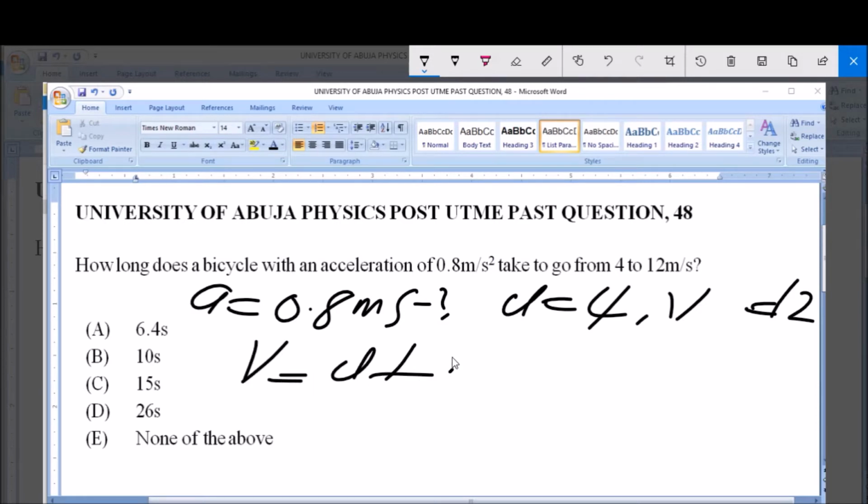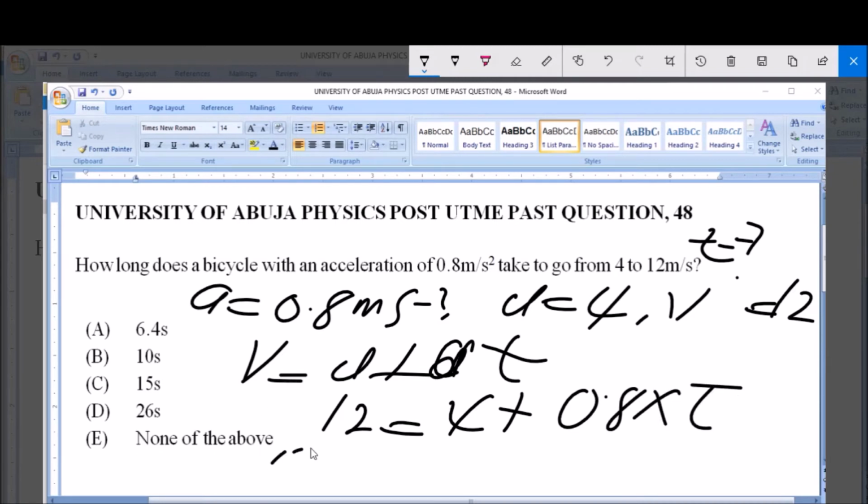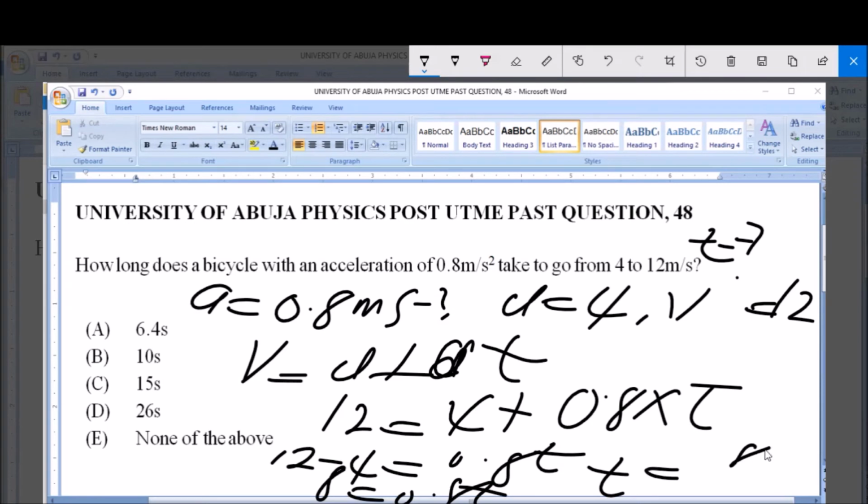U plus AT. What we are looking for is T, the time. So our V, like I said, is 12, equals U, which is 4, plus A, our acceleration, which is 0.8, multiplied by T, the time. So we have that 12 minus 4 gives you 0.8 T. 12 minus 4 gives you 8, so 8 is 0.8 T. So to find our T, it becomes 8 divided by 0.8, which is 10.